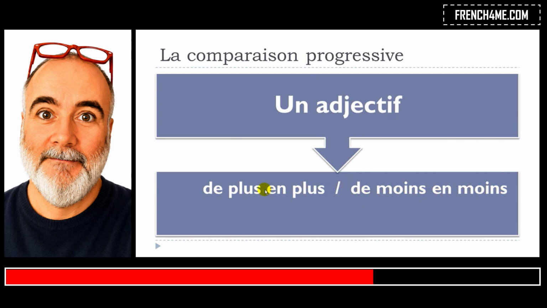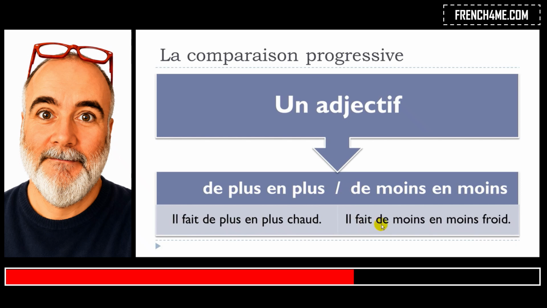So let's see two examples now, and the first one, il fait de plus en plus chaud. Il fait de moins en moins froid. Okay, so you can see that it's really simple to make it, because basically you've got your adjective here, and just before it you will have to put this de plus en plus, okay, or then de moins en moins. Alright, so it is really simple.